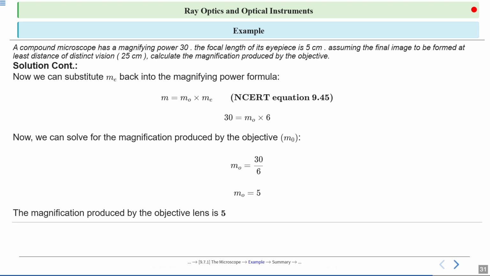Finally, we conclude the magnification produced by the objective lens is 5. This is a critical piece of information because it tells us how much the objective lens enlarges the image before it reaches the eyepiece.